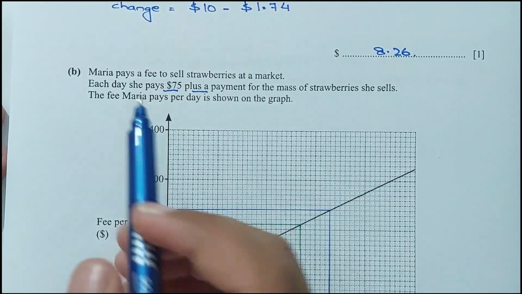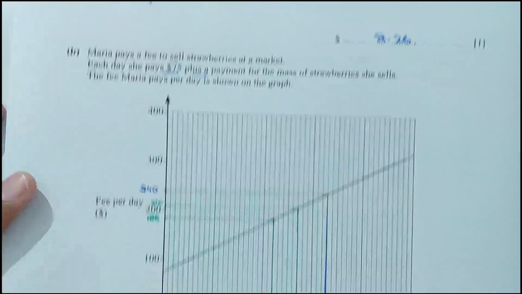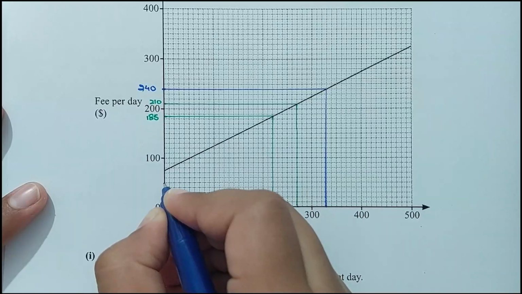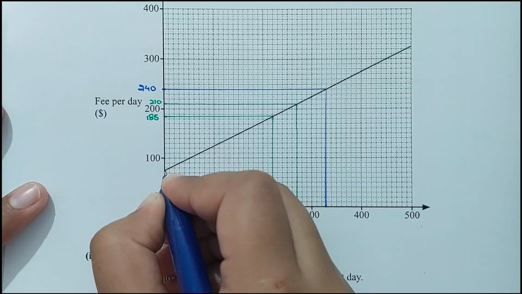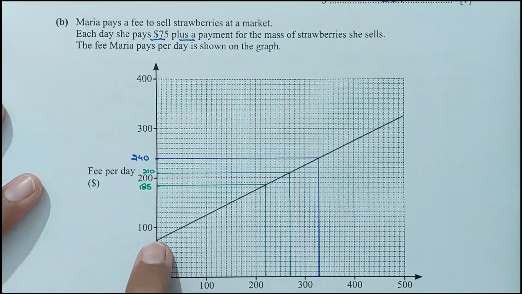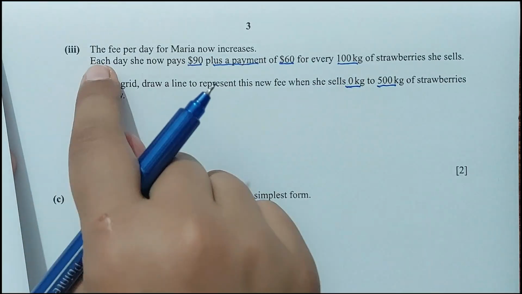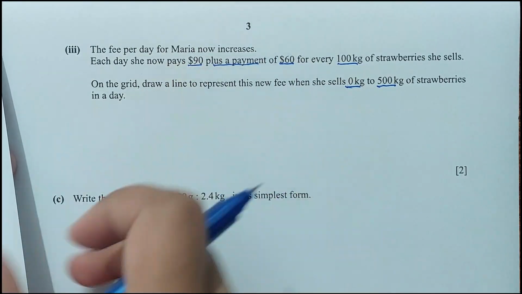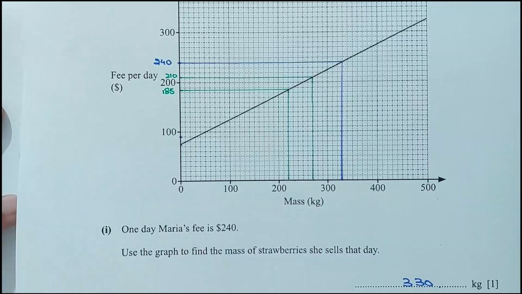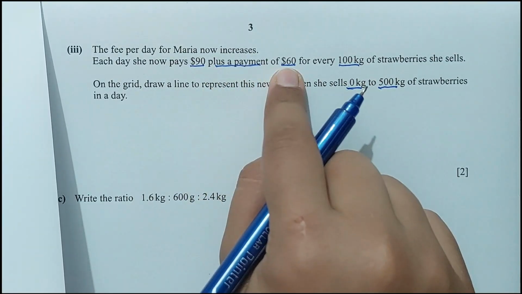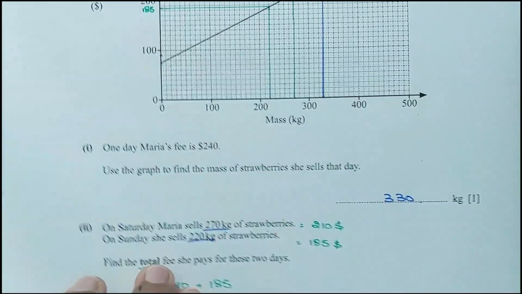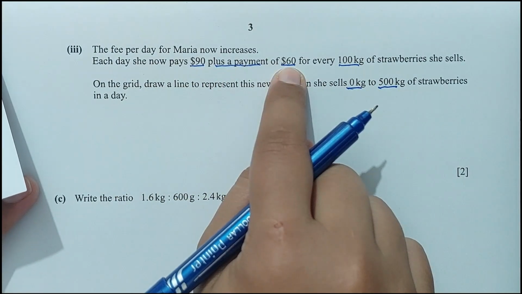Okay, so before, each day she paid $75. So 75, you have 10, 20, 30, 40, 50, 60, 70. This is 75 plus a payment for the mass of strawberries she sells. So it starts from the 75. Now each day she pays $90, so it starts from 90. Here we have 90. Plus a payment of 60 for every 100 kilograms of strawberries. For 100 kilograms of strawberries, 90 plus the payment of 60.